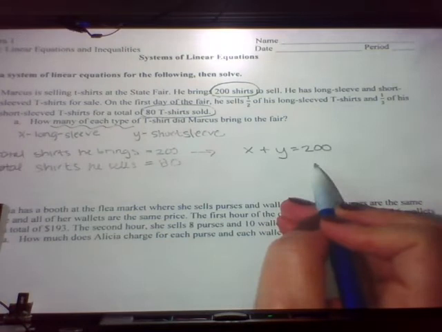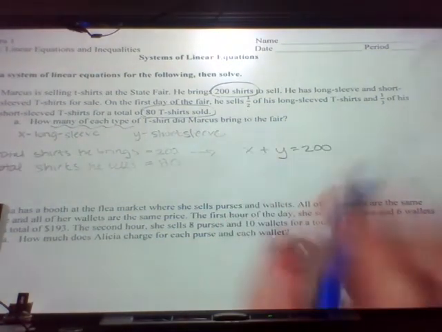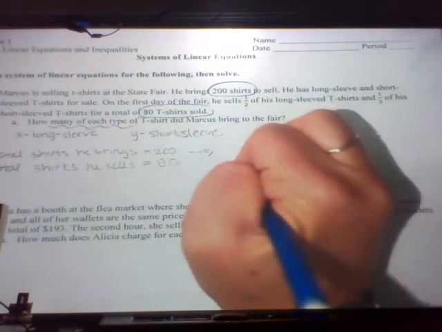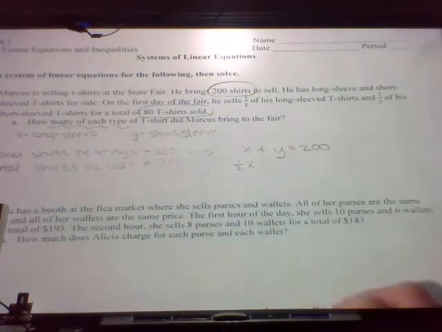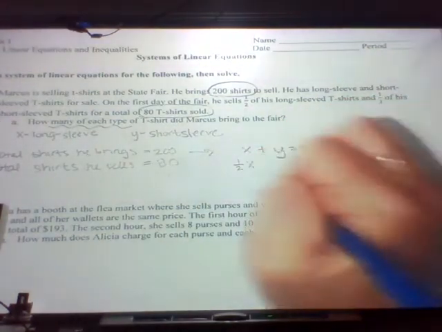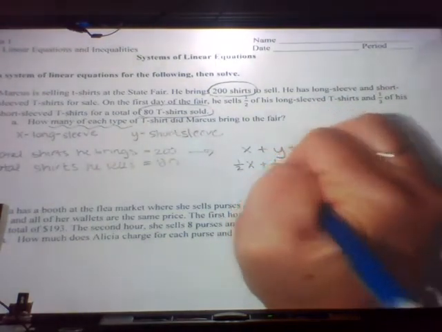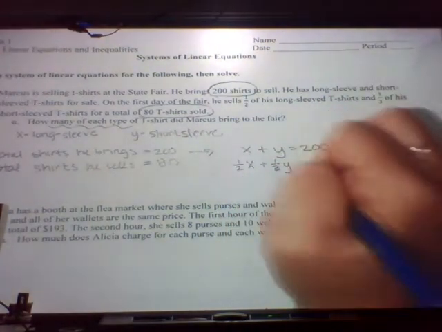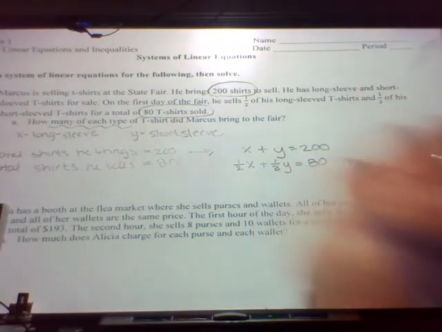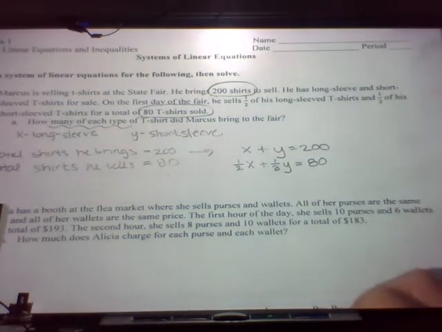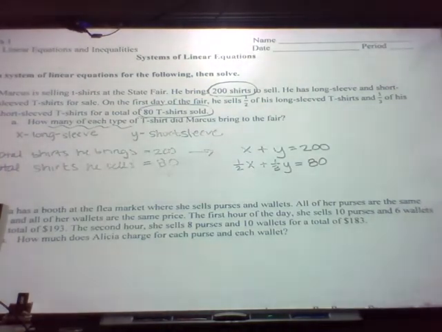He doesn't sell all of them. Instead, it tells you that he sells half of his long sleeve shirts. So I'm going to go 1/2 X, and a third of his short sleeve shirts, plus 1/3 Y, and that's going to equal 80 shirts that he sold. So here are my two equations. All right, I notice that they're both in standard form, so I can use elimination.